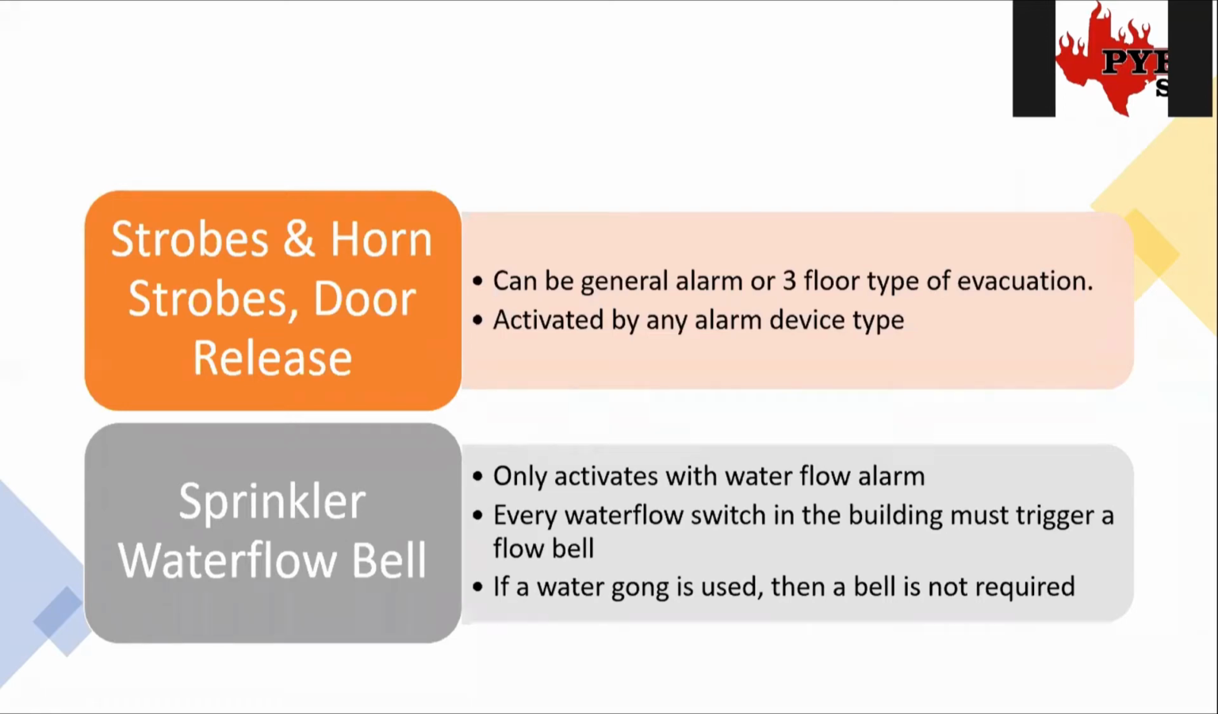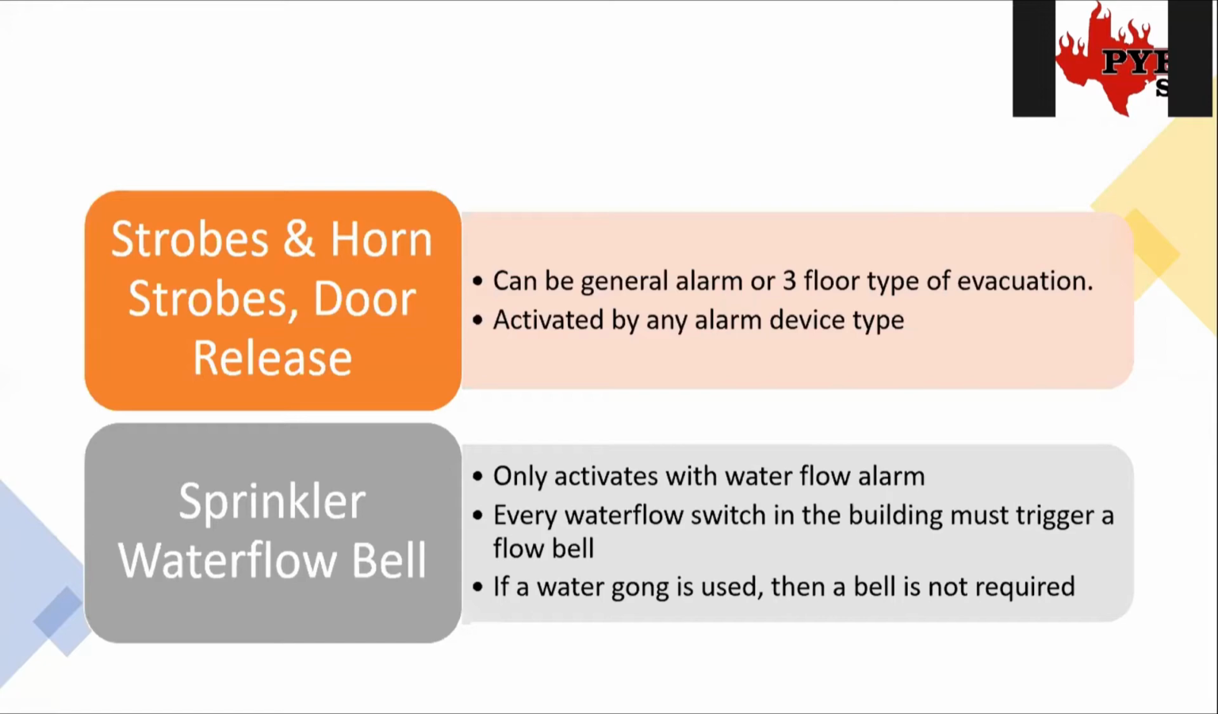Because if you've got a fire up on the 12th floor, we're not going to release the doors on the first floor. The first floor is not in alarm. We're just releasing the doors up on the floors that are in alarm because the door release has to do with smoke control and that sort of thing. And these are activated by any alarm. So whether it's an elevator lobby or just a common area smoke detector, any pull stations anywhere around, any kind of alarm, even water flows, are going to activate your strobes and horn strobes as well as release your doors.